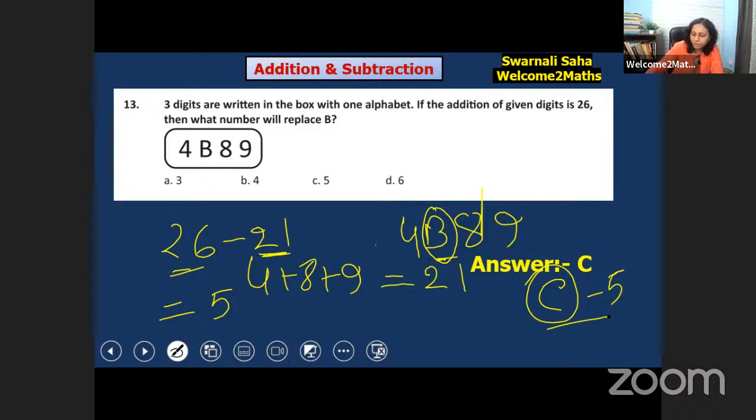Now let's solve our next question. Okay. Which one? Ma'am, I cannot understand. Which question you didn't understand? Which question? Can you tell me? Question number 13. 13. Someone. Which question are you asking?